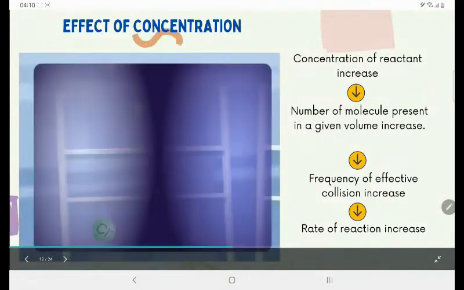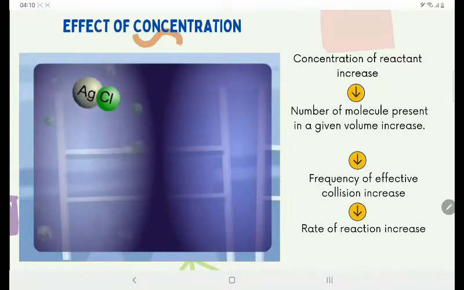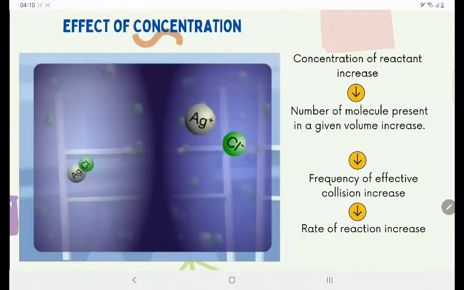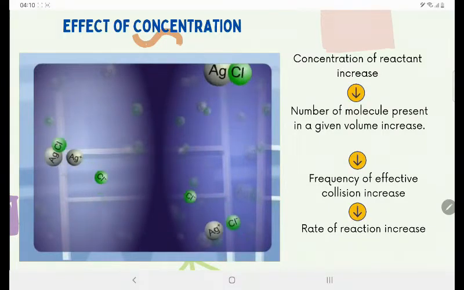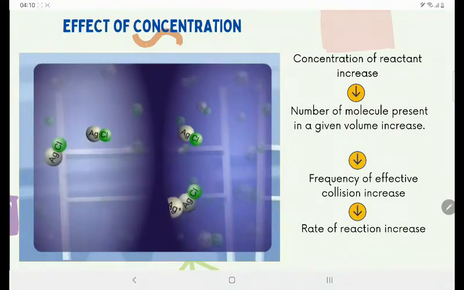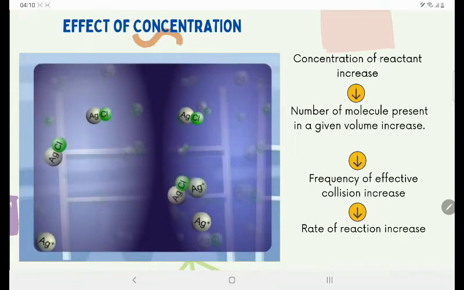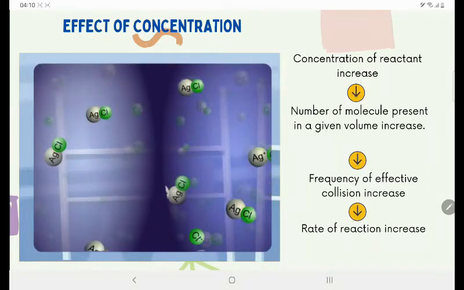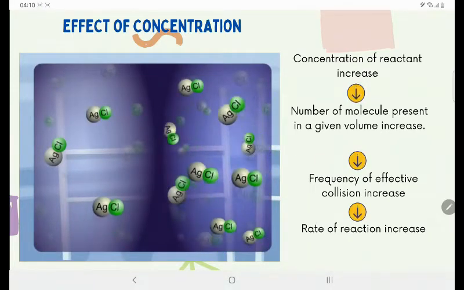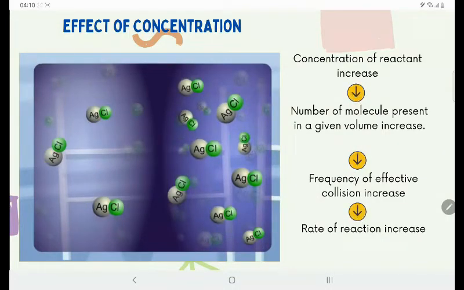Remember that for a chemical reaction to occur, the particles must collide. An increase in the number of particles per unit volume increases the chance of their colliding. Thus, a higher concentration of reactants leads to more effective collisions per unit time and causes the increase of the reaction rate.